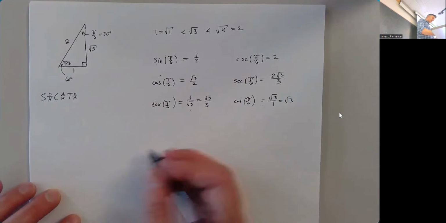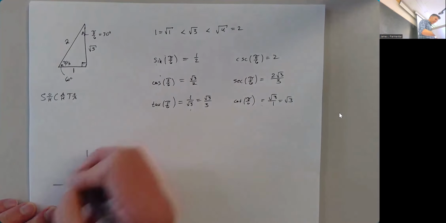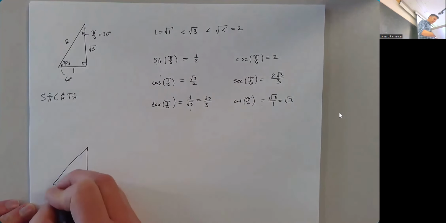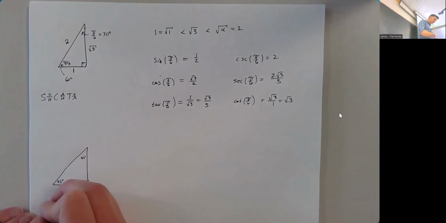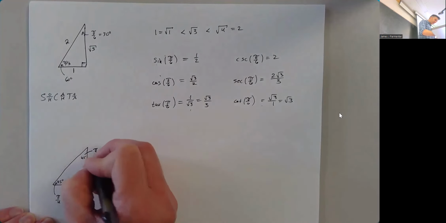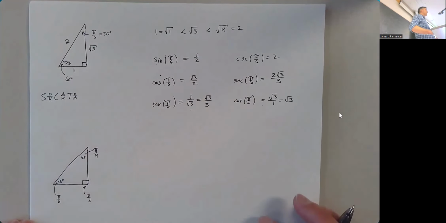Okay. The last one, finally. Finally, the last one, which is the easier one, in my opinion. The 45, 45, 90 triangle, or 45 being pi over 4, pi over 4, pi over 2. This is also called an isosceles right triangle.